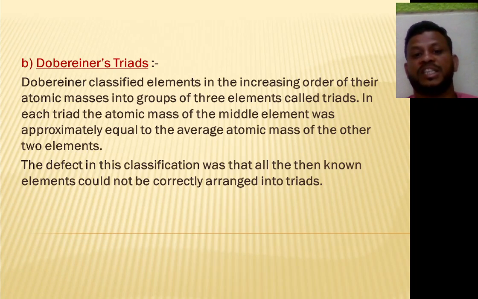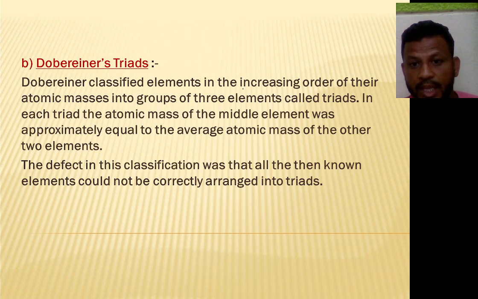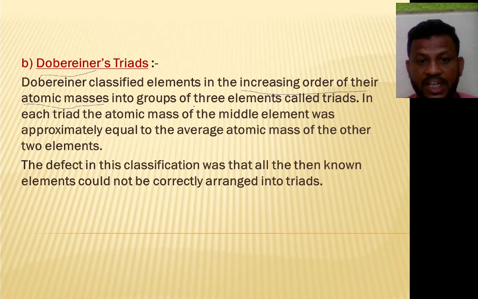The Döbereiner classification classified the elements in increasing order of their atomic mass into groups of 3 elements called triads. Look here, he tried to classify the elements in increasing order of their atomic mass. According to their atomic mass, he tried to classify the elements into groups of three, called triads.